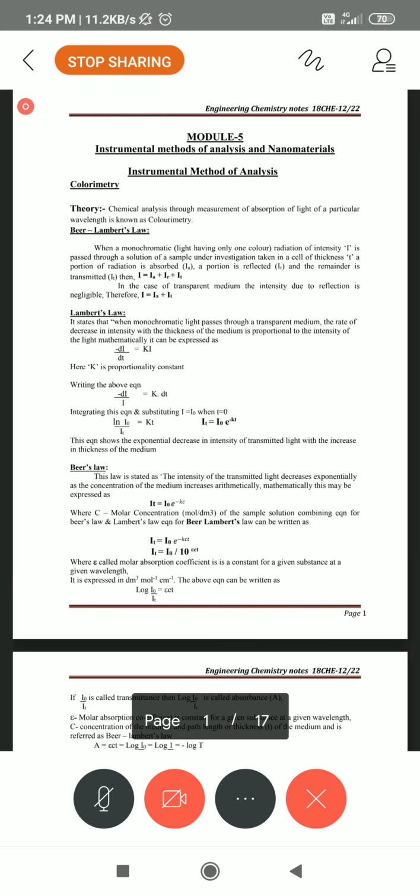So in this experiment, the principle is that colored solutions absorb light radiation at a specific wavelength, and this absorption and emission holds good in accordance with the Beer-Lambert's law. Then we can call it a colorimetry experiment. If it does not satisfy the Beer-Lambert's law, you won't call it colorimetry, because colorimetry only satisfies the Beer-Lambert's law.